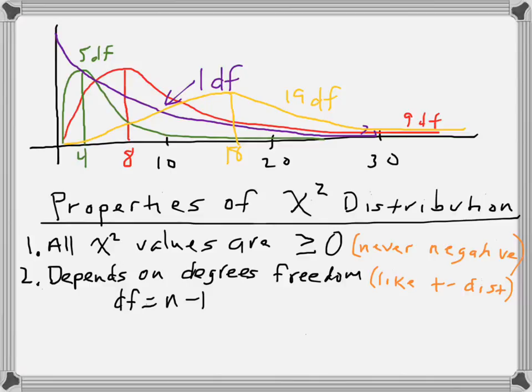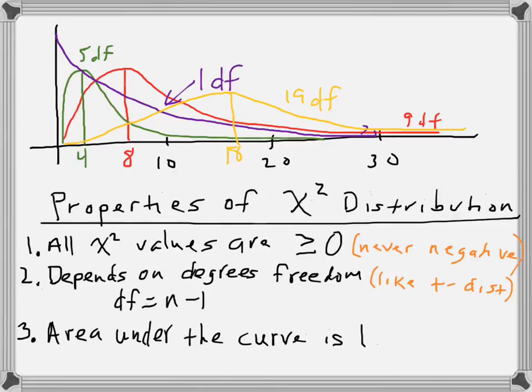Property number 2. Chi-square distributions depend on the degrees of freedom. And just like a t-distribution, the degrees of freedom is going to be the sample size minus 1. We'll start having some problems where we get a list of numbers and estimate both the mean and standard deviation. Both times we'd use a t-interval for the mean, and the degrees of freedom would be n minus 1, and we'd use a chi-squared distribution to find the standard deviation, and it's still going to have n minus 1 degrees of freedom, so they'll end up having the same degrees of freedom.